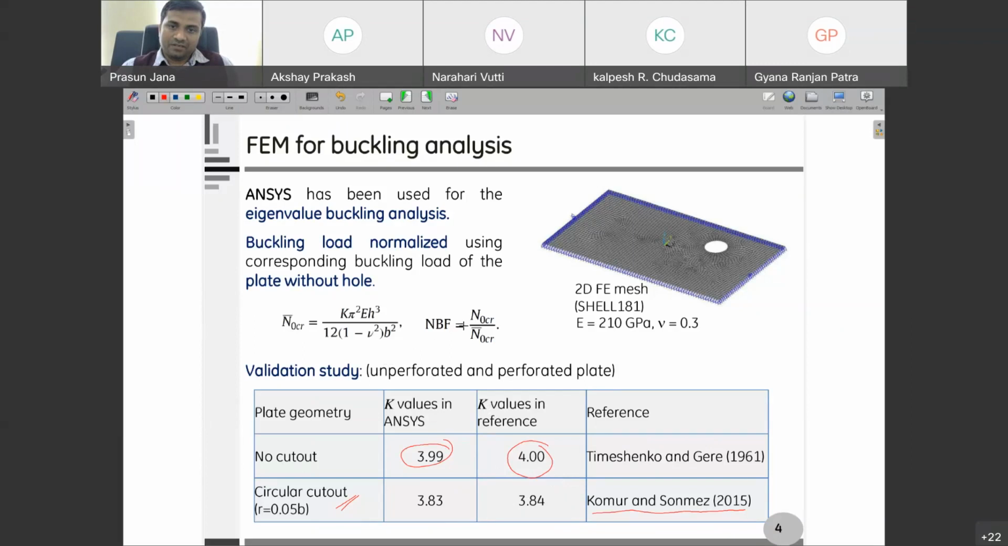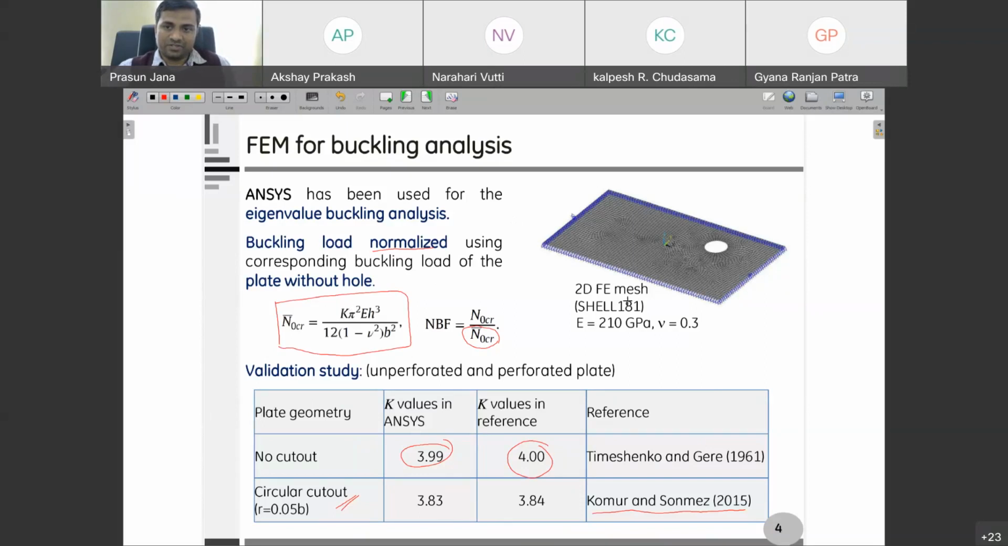So here we are choosing to represent our buckling load as a normalized buckling load, and the normalization is done with respect to the buckling load of the unperforated plate. For an unperforated plate, meaning there is no cutout, you have an analytical solution. So this is the final output, and there is some K value. K depends on the boundary conditions, etc.